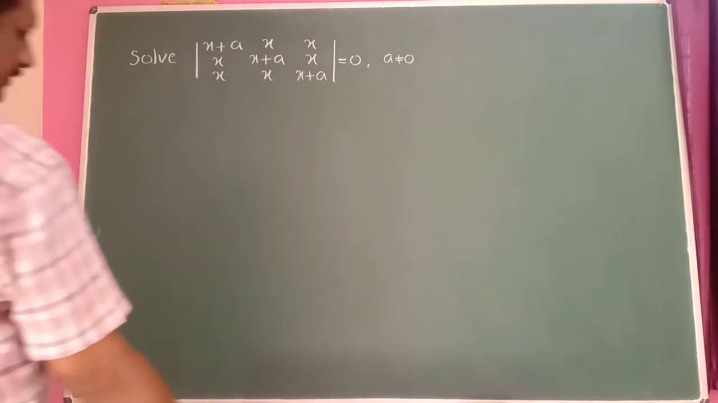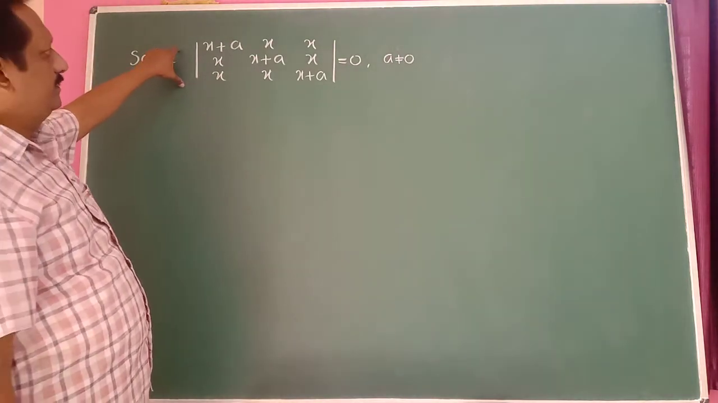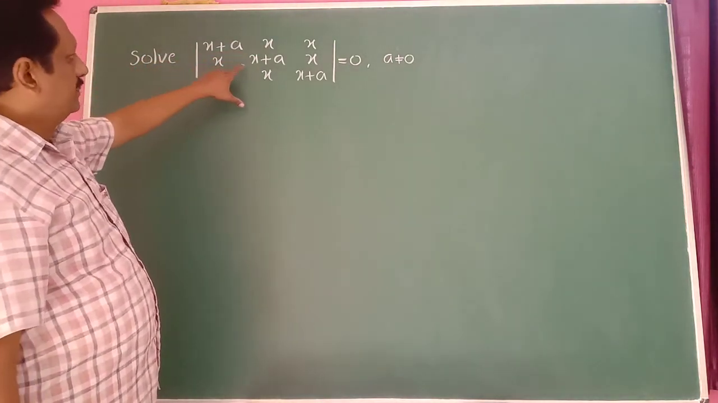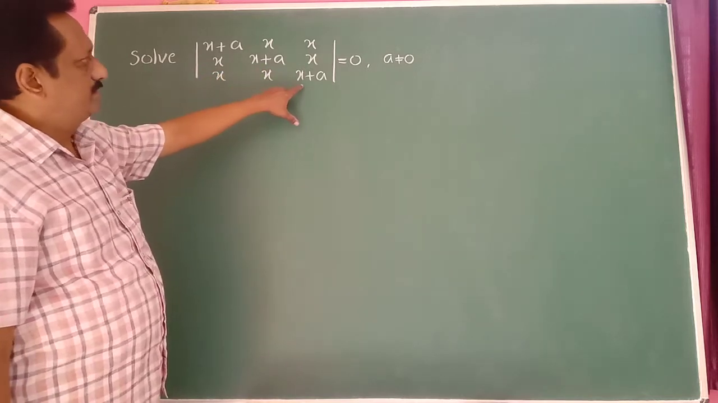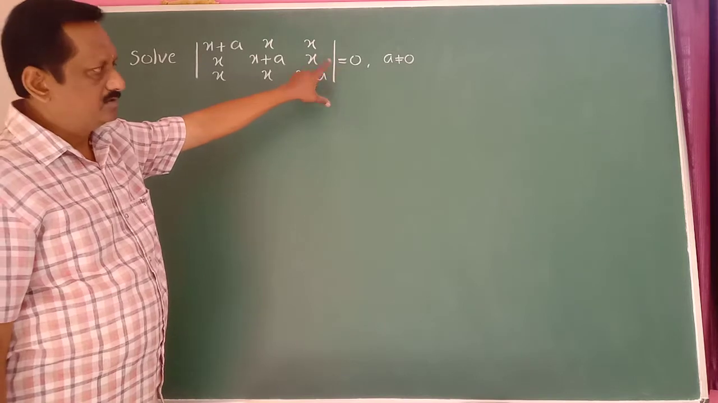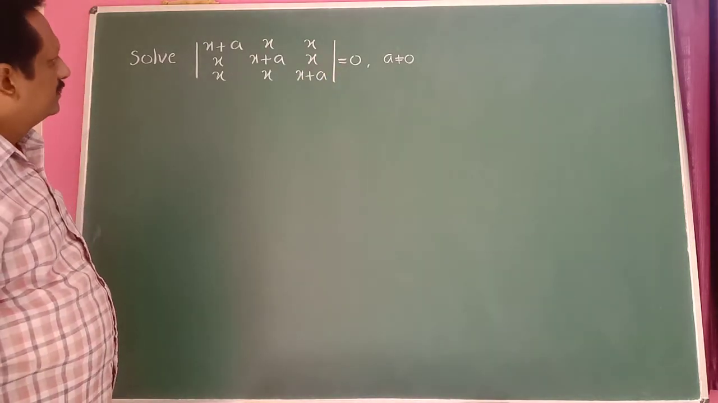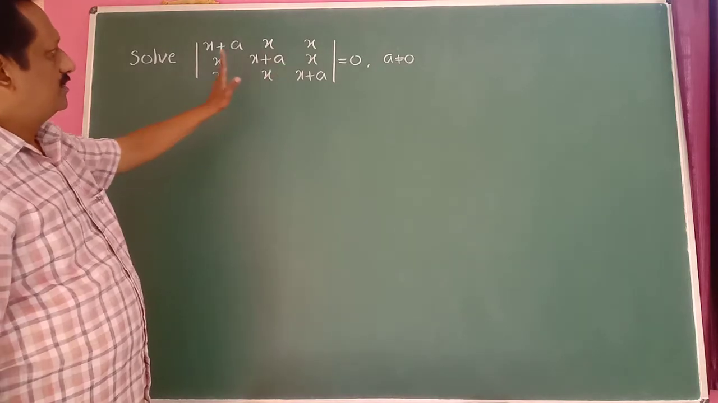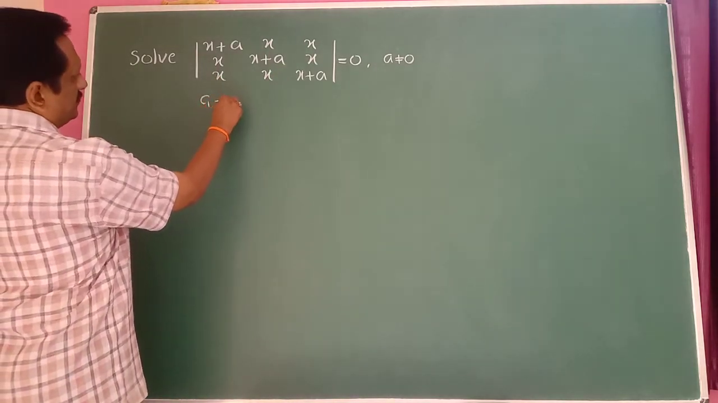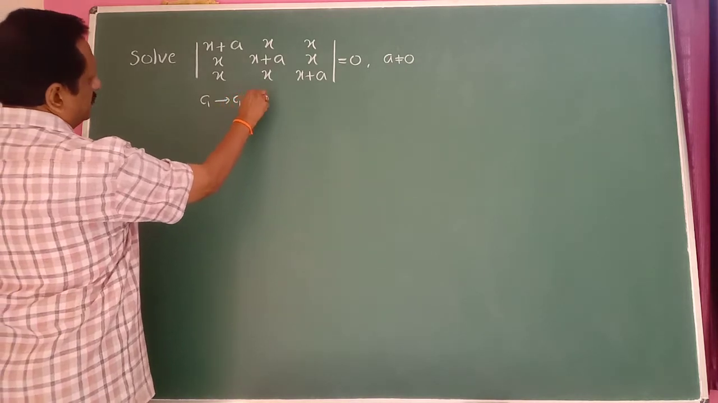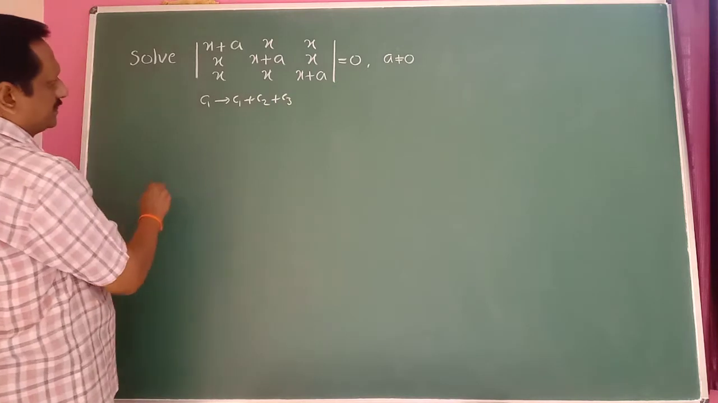So, solve the determinant of x plus a, x, x; x, x plus a, x; x, x, x plus a, equal to 0. Solve means find the value of x here. In this case, add all the columns: C1 becomes C1 plus C2 plus C3.